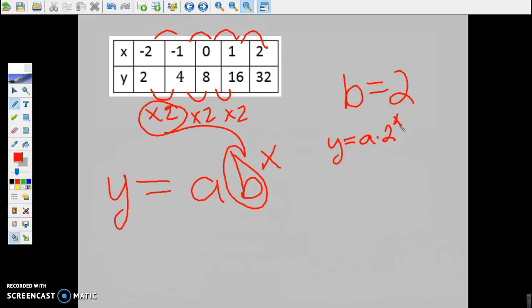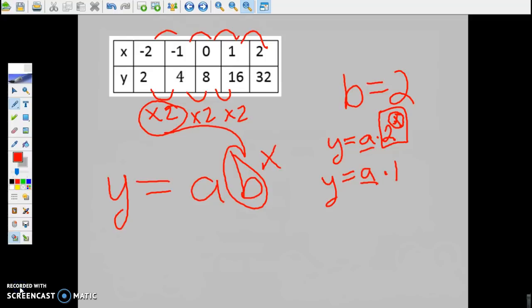From here, we're going to find the value of a if x equals 0. So we're going to substitute 0 in for x. The reason for that is because anything to the power of 0 equals 1. Our goal is to get this portion to 1 so we can solve for a. So now we have y equals a times 1. And we also know that y equals 8.